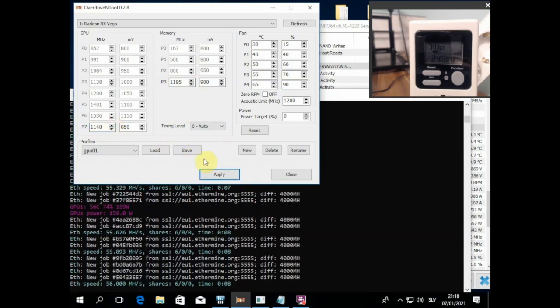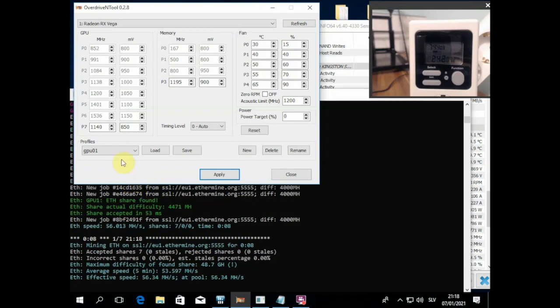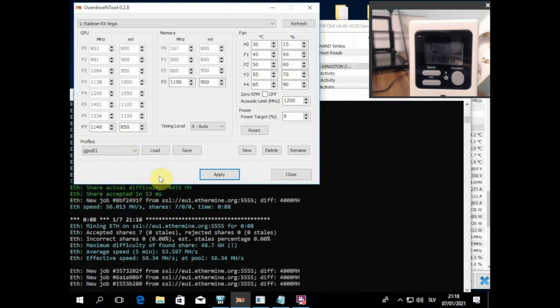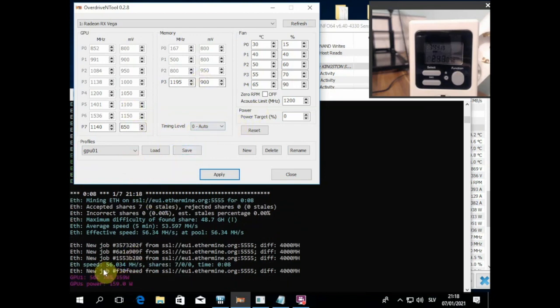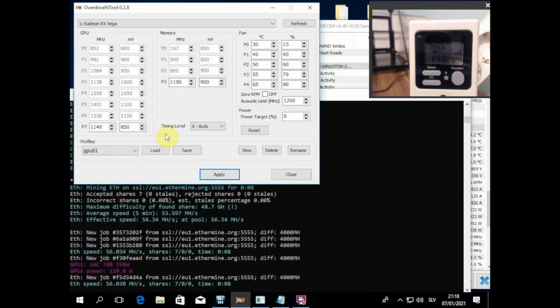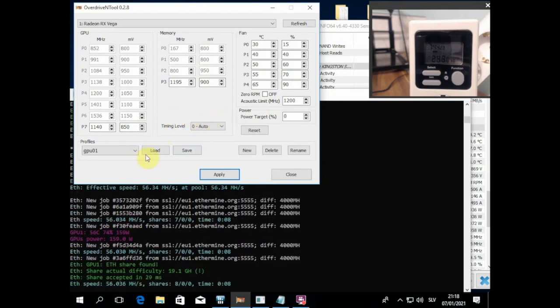I want to break 5600. Okay, we are there. 56 mega hash. That's perfect. Please remember, these settings are not stable, and probably we can get it stable at around 54 or even 55, but I don't think this is healthy for GPUs, so I don't recommend running these settings 24/7.